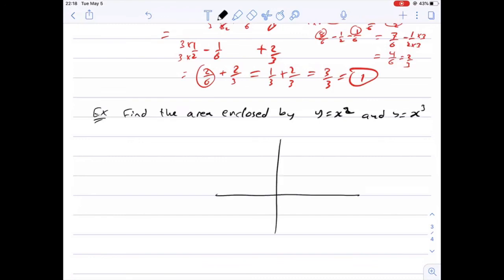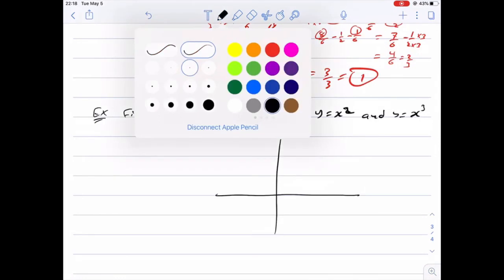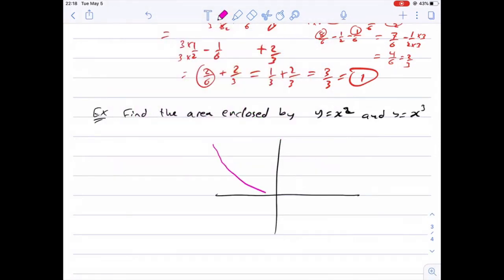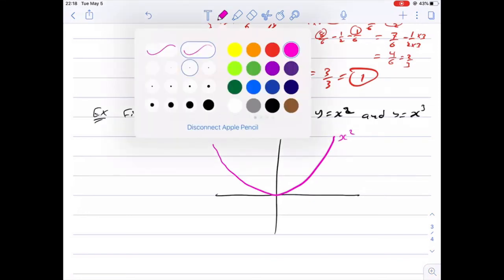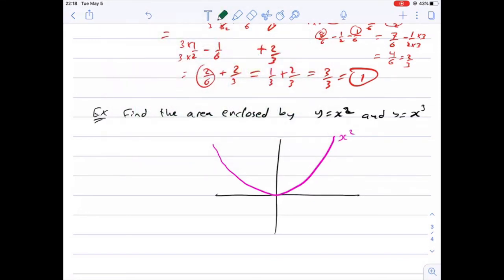So we graph the function x squared. The graph of the function x squared looks like this. This is x squared. And now we graph the other function. The graph of the function y equals x cubed looks like this. As we can see, the area enclosed between them is this area, and this point here is 0. This point here, we want to find this point.